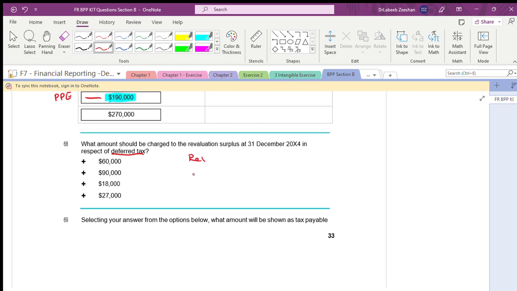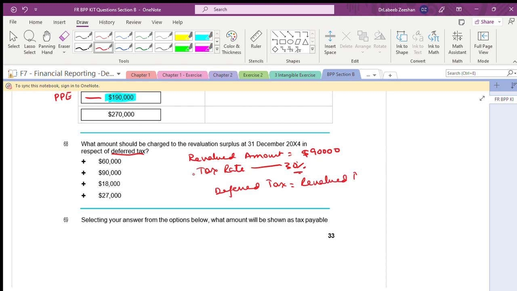Now, revalued amount is how much? Revalued amount is 90,000. Tax rate is 30%. Deferred tax is revalued amount times tax rate. Revalued amount times tax rate: 90,000 times 0.3 comes to 27,000.